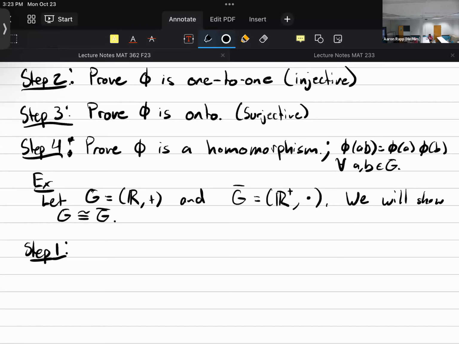So I have to understand, okay, what set am I mapping from and what set am I mapping to? In this case, my domain, the set of elements that I'm mapping from, is going to be the real numbers. That's in the first group. What's the second group? Positive reals. So everything above 0, not including 0, because 0 is not positive.